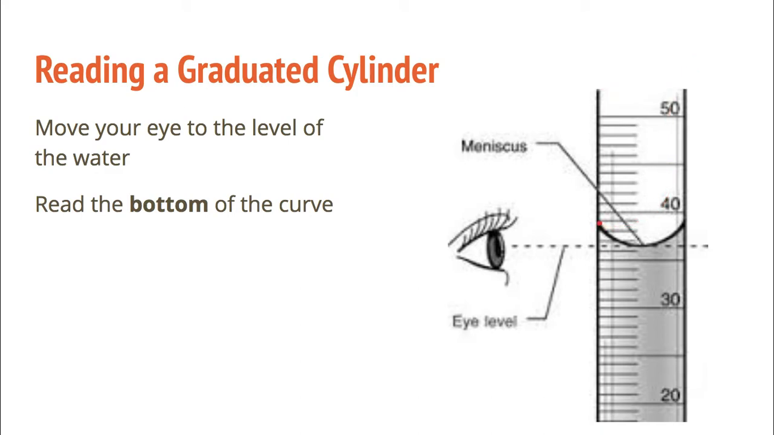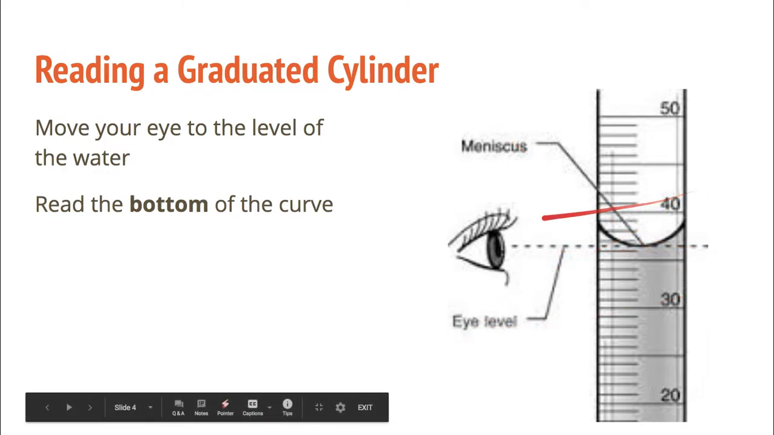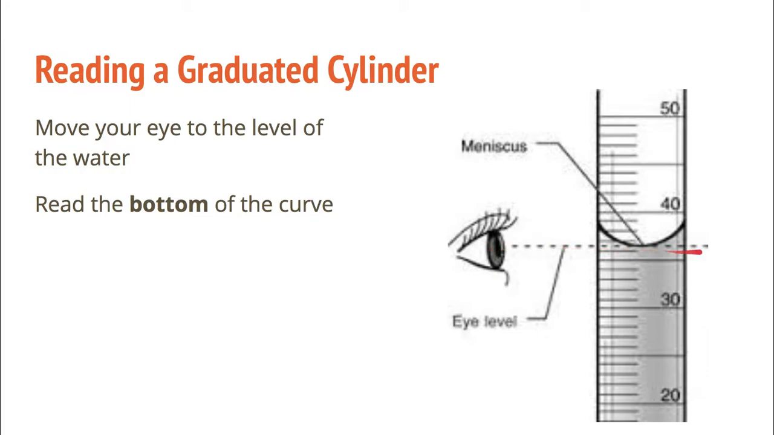Now what you're going to notice is that the water doesn't lie flat. Oftentimes it has this curve called a meniscus. In order to accurately read the water, you have to move your eye to the level of the water. Don't look down or up at the meniscus. You want your eye at the same level as the meniscus. And then you read the bottom of the curve.